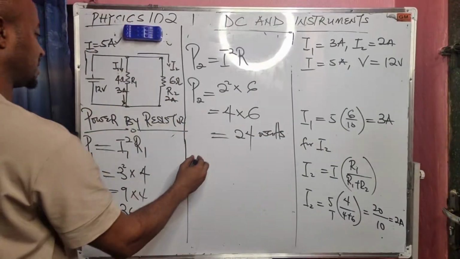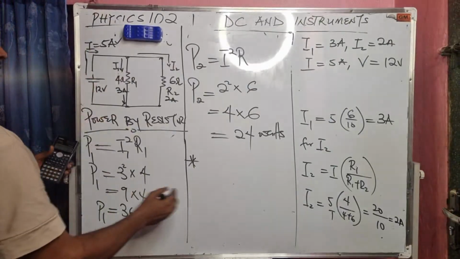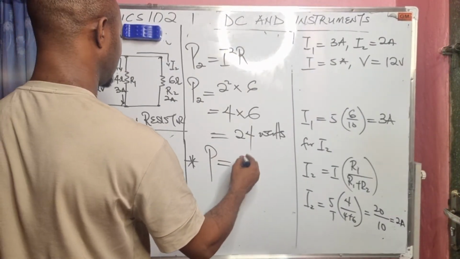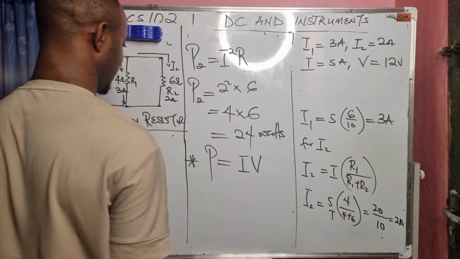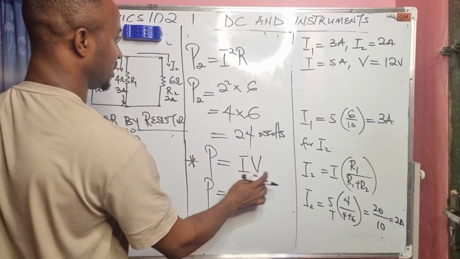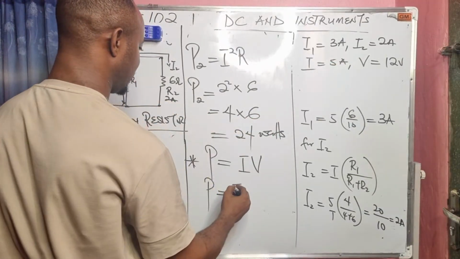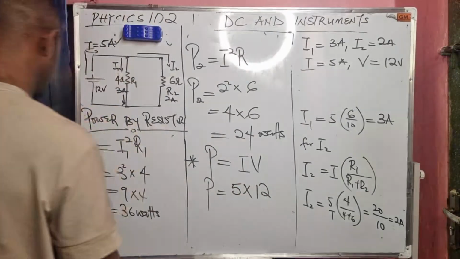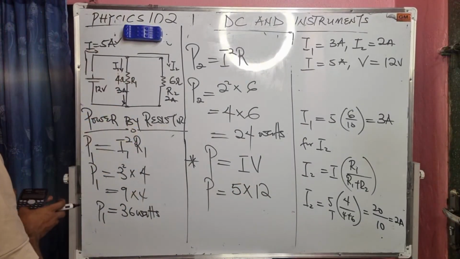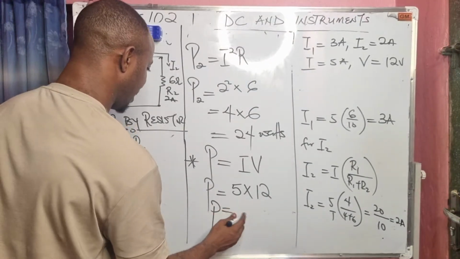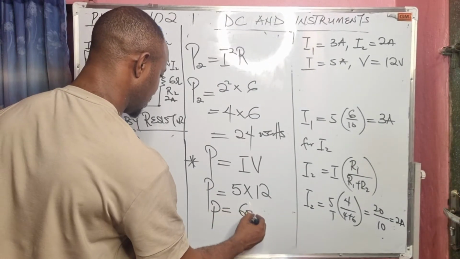Then the next one says power delivered by the battery. Power delivered by the battery is P equals IV. So P equals total current times total voltage. Total current is 5 times our total voltage, which is 12. So 12 times 5 is 60. So total power is 60 watts.